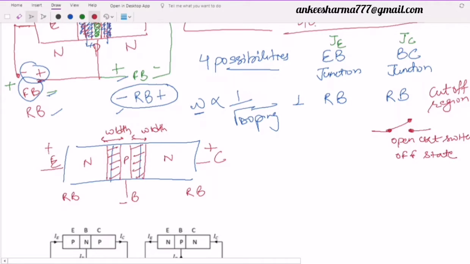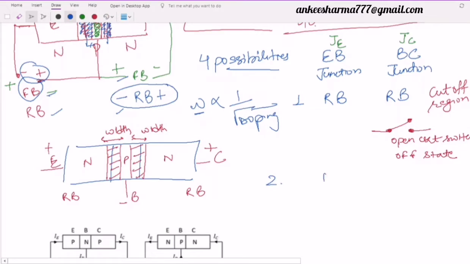So this is one part. It means whenever we want a transistor to act as a switch, because we use the transistor as a switch in practical circuits, what we do is make both the junctions reverse biased. Due to that, no current will flow through it and it will act as an open circuit. Second, let's take the example of both forward bias.